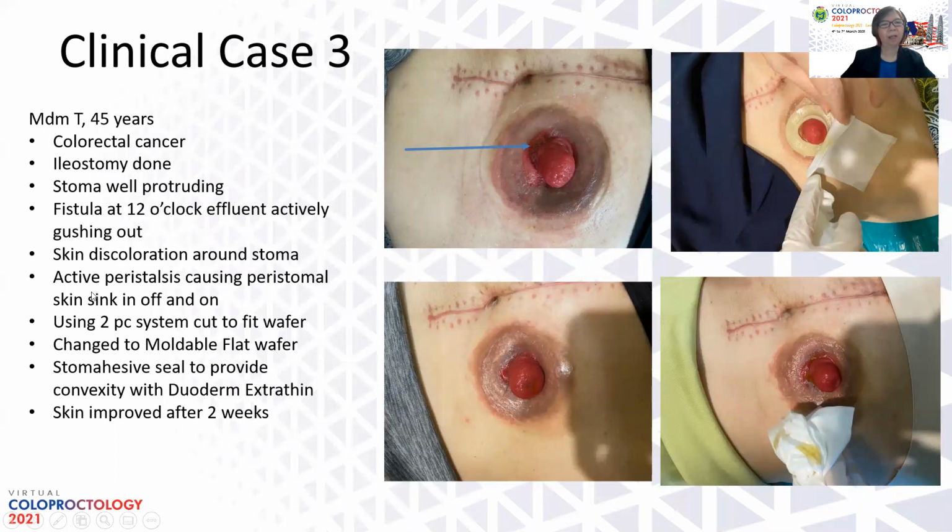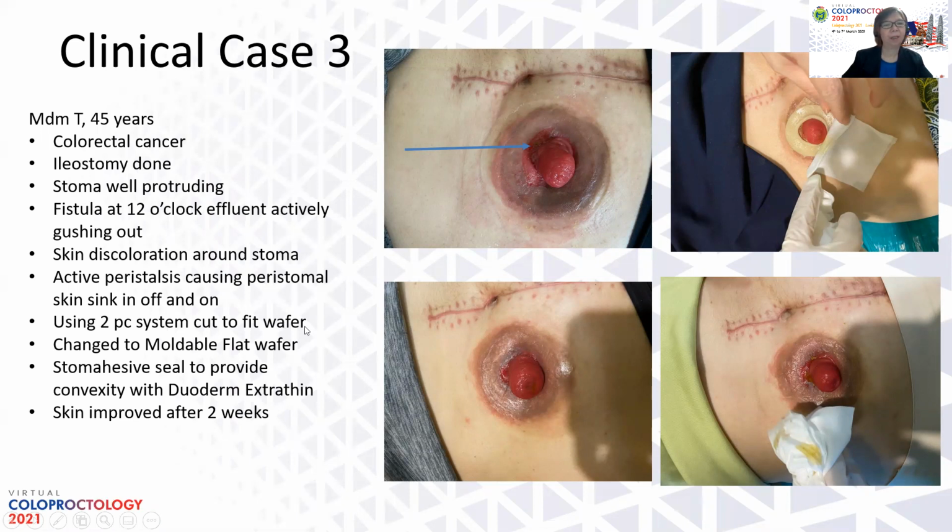Another problem with the stoma is that it is very active. The stoma is like pulling in, coming out. That is what people sometimes call telescoping. The stoma can go in and out. These are patients who, even though they have a protruding stoma, always have a leaking problem, because the stoma can retract all the way in and then come out again. This patient used a 2-piece cut-to-fit wafer at first.